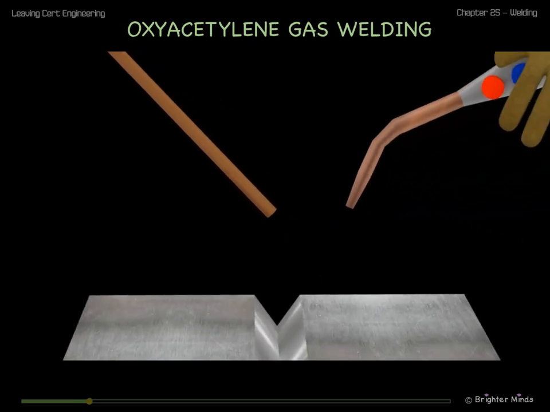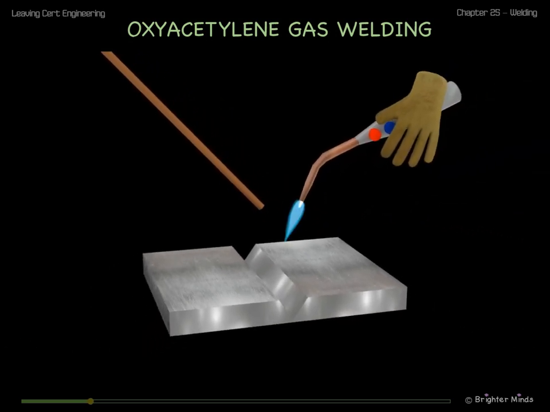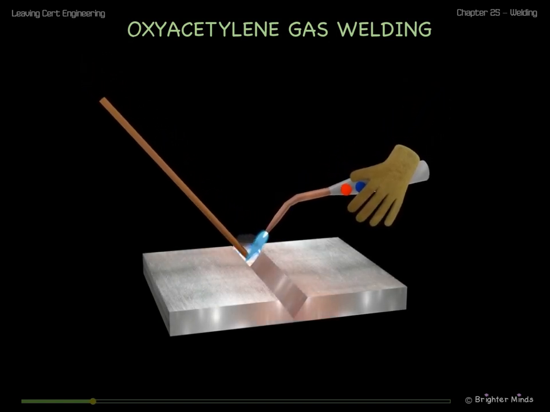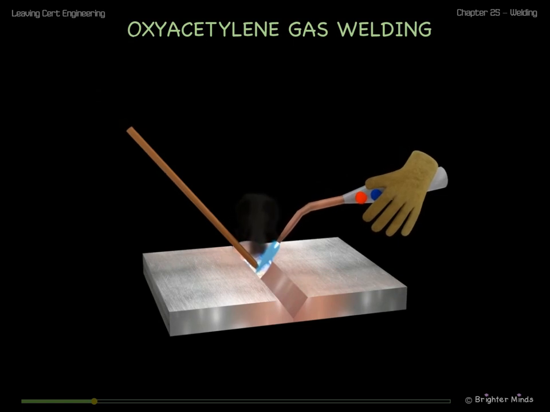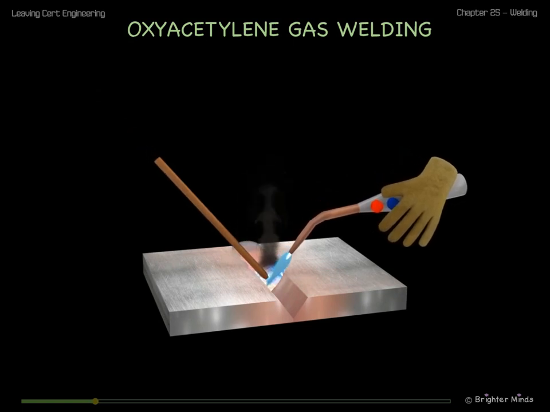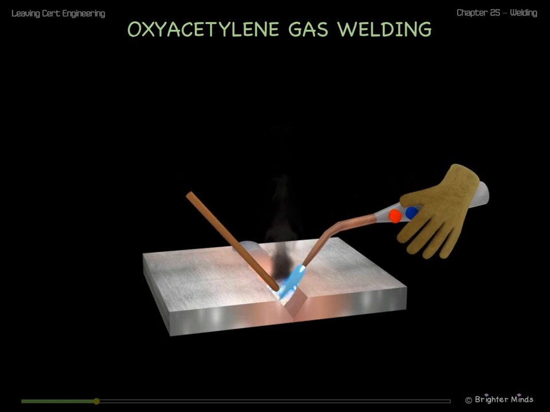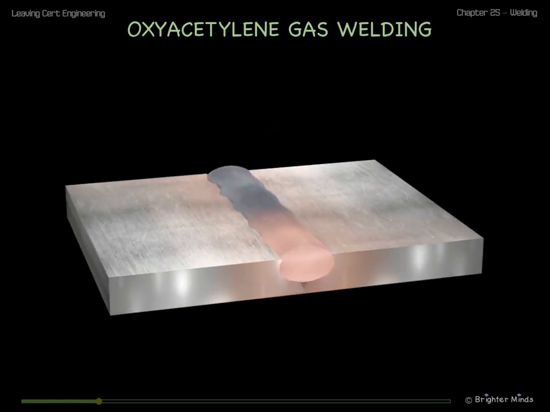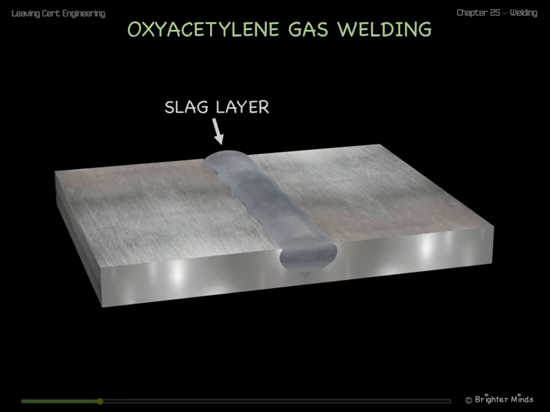The flame is turned on and adjusted. The flame melts the metals at the joint area and melts the filler metal and flux, which feed into the weld pool. Welding moves along the joint area. The metal cools behind to form a solid fused joint. Flux creates a layer of slag on top of the joint area, which may need to be removed using a surface grinder.